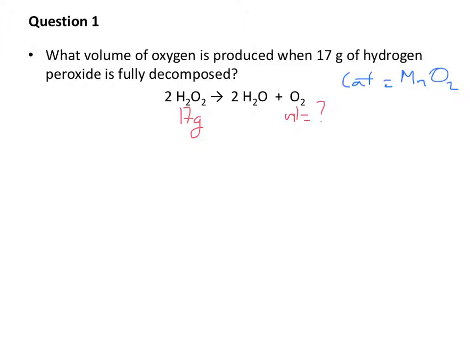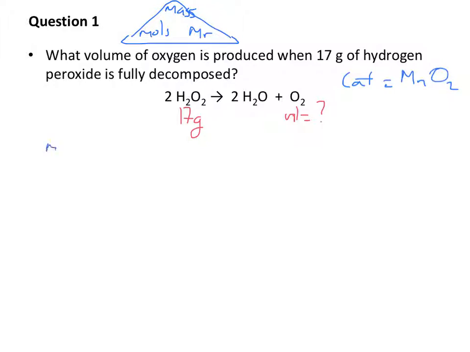Now, the first thing we do on any moles calculation is convert what we've got, or what we know, into moles. And that's the first stage. So we've been given 17 grams of hydrogen peroxide, and hopefully you'll remember the way to convert mass into moles. So we use a triangle. Moles is mass over the relative molecular mass, or the mass number, or whatever you want to call it.